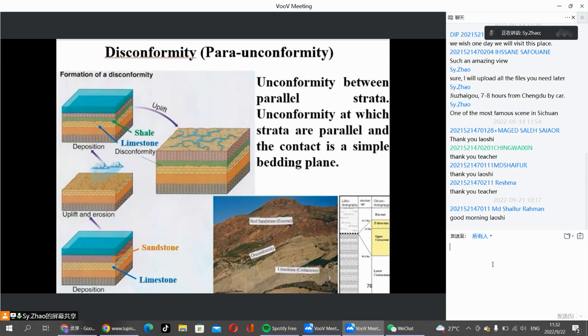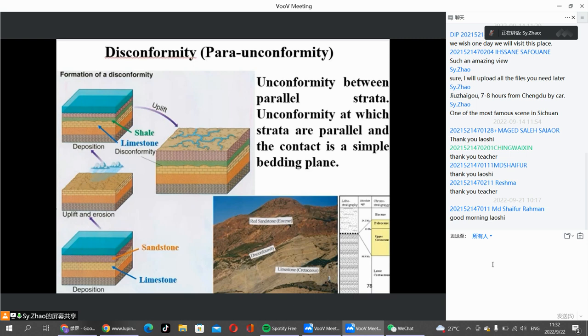And this schematic illustrates the unconformity between the parallel strata. The unconformity occurs in sedimentary rock at which strata are parallel, and the contact is a simple bedding plane. For instance, sandstone originally overlies limestone under the water level. Then uplift happens, and the erosion starts and removes the layer of sandstone.